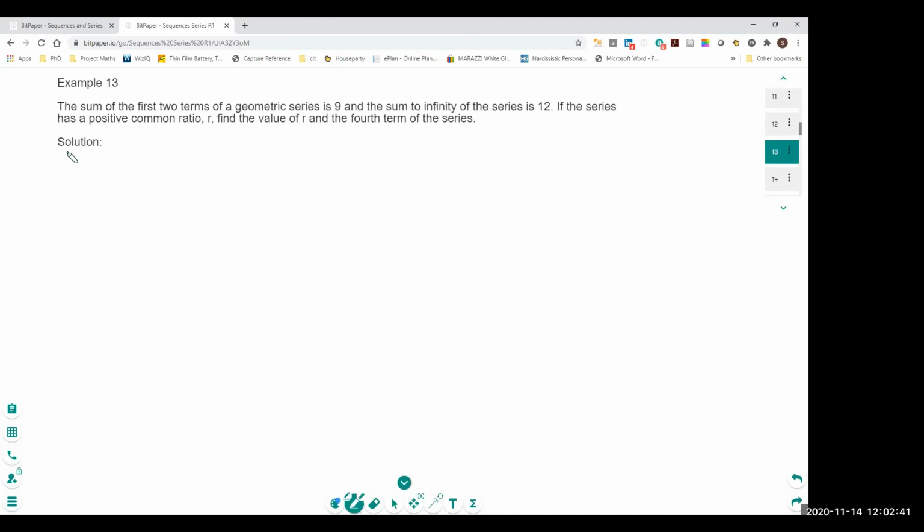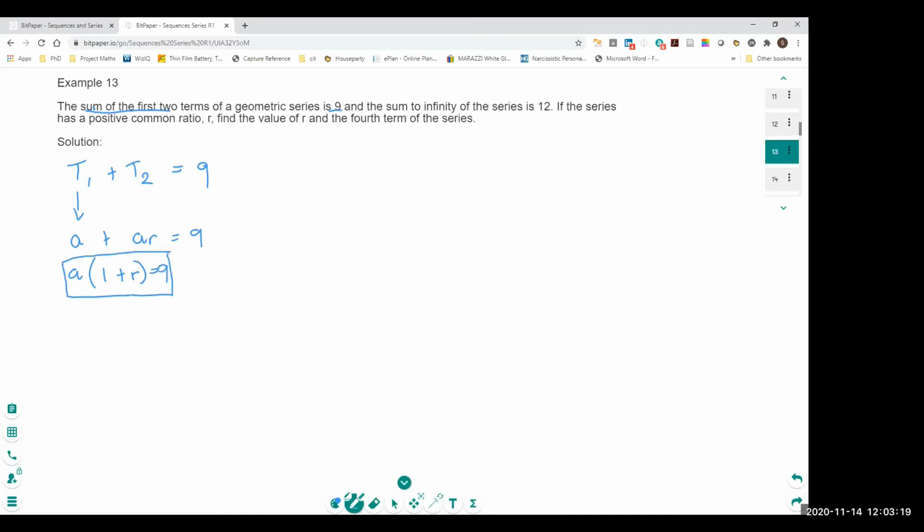Let the first term of the series be a as usual. So we're going to have t1 plus t2. Well, we know that already to be 9. Remember, the sum of the first two terms is 9. So t1 plus t2 is equal to 9, which is equivalent to a plus a r is equal to 9. If we take a out, that's a times (1 plus r) is equal to 9. Okay, so just park that for a minute.